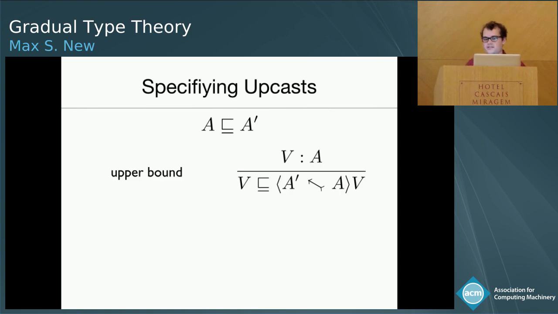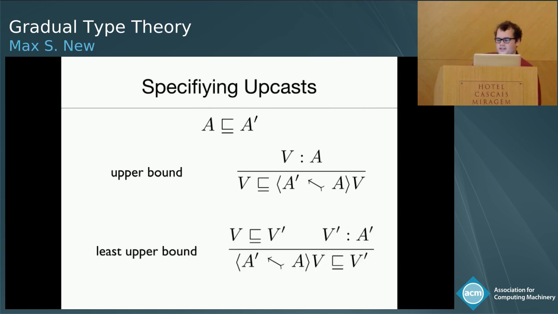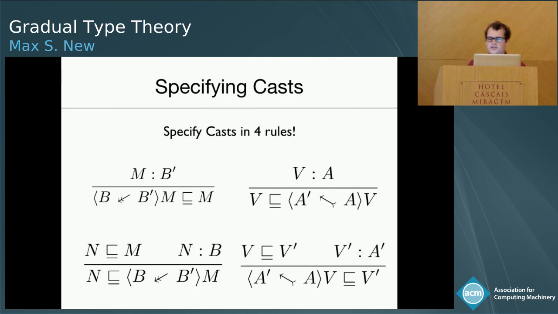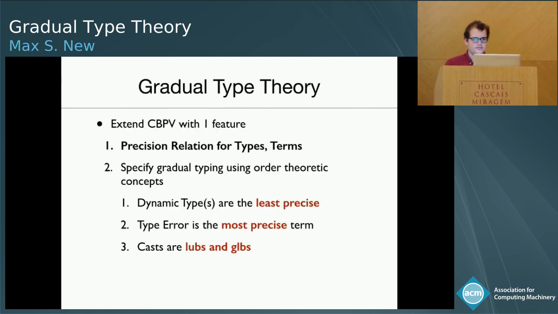So when I upcast a value, all errors that are in it should be in the original value. And it shouldn't add any behavior where there was an error before, so it should be a least upper bound on the value. So instead of all these rules, adding new ones for every type constructor, we have a simple specification where there are only four rules in all for all of the casts. To summarize, the way we axiomatize gradual type theory is that we add this precision relation, and then specify all the other constructions using order theoretic properties. Dynamic types are least precise, type errors are most precise, and the casts are least upper bounds and greatest lower bounds.